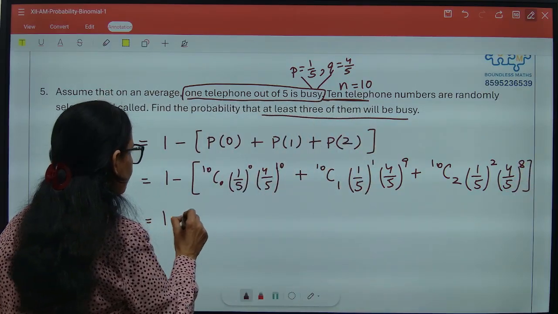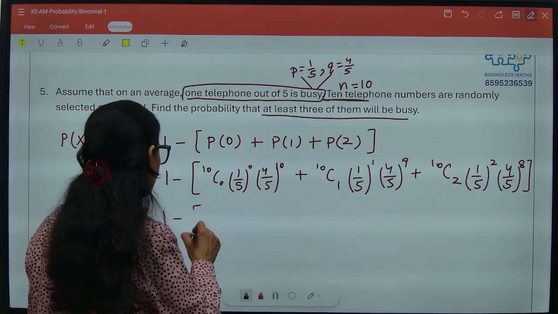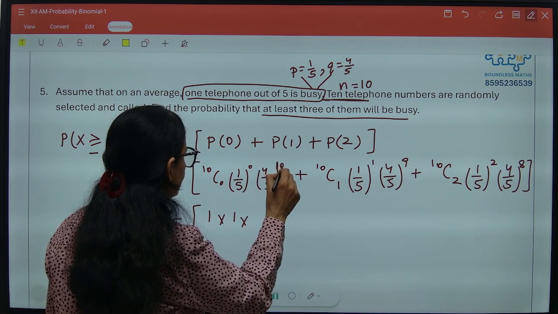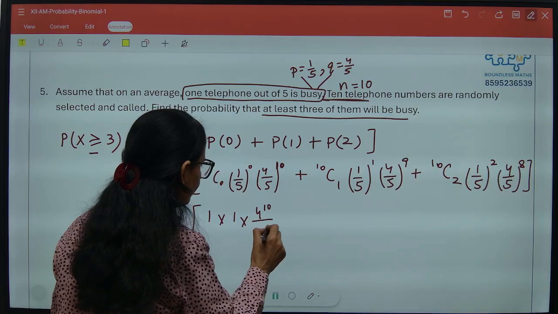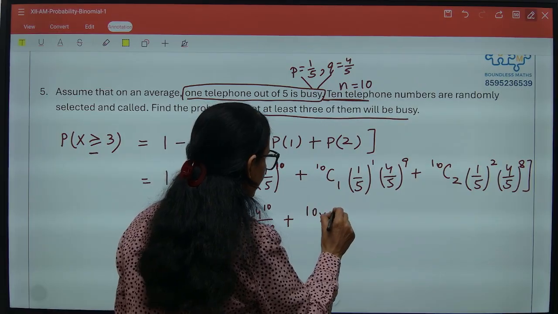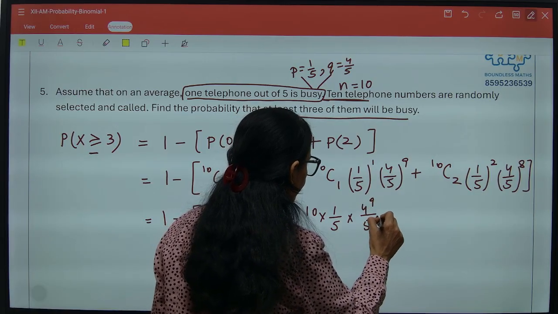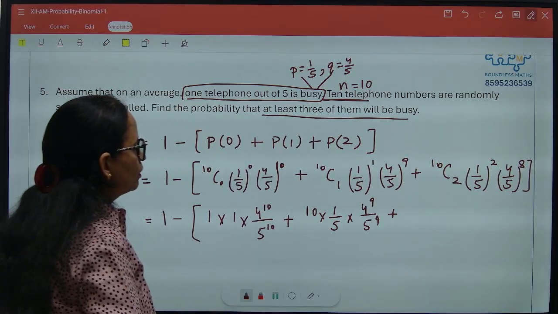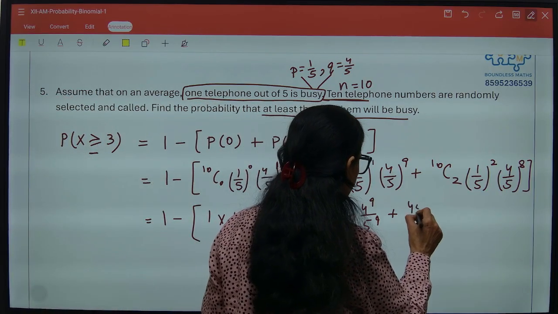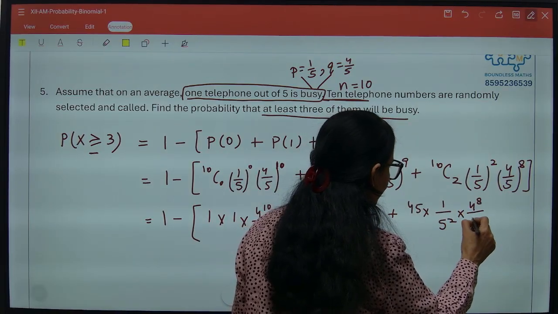So this is 1 minus, let's see if there is something that we can take out. Okay, first let's just simplify. 1 into 1 into, this is 10. So it is 4 to the power 10 upon 5 to the power 10 plus 10C1 is 10. 10 into 1 by 5 into 4 to the power 9 upon 5 to the power 9 plus 10C2. 10 into 9 is 90 by 2, 45. So 45 into 1 by 5 square into 4 to the power 8 upon 5 to the power 8.